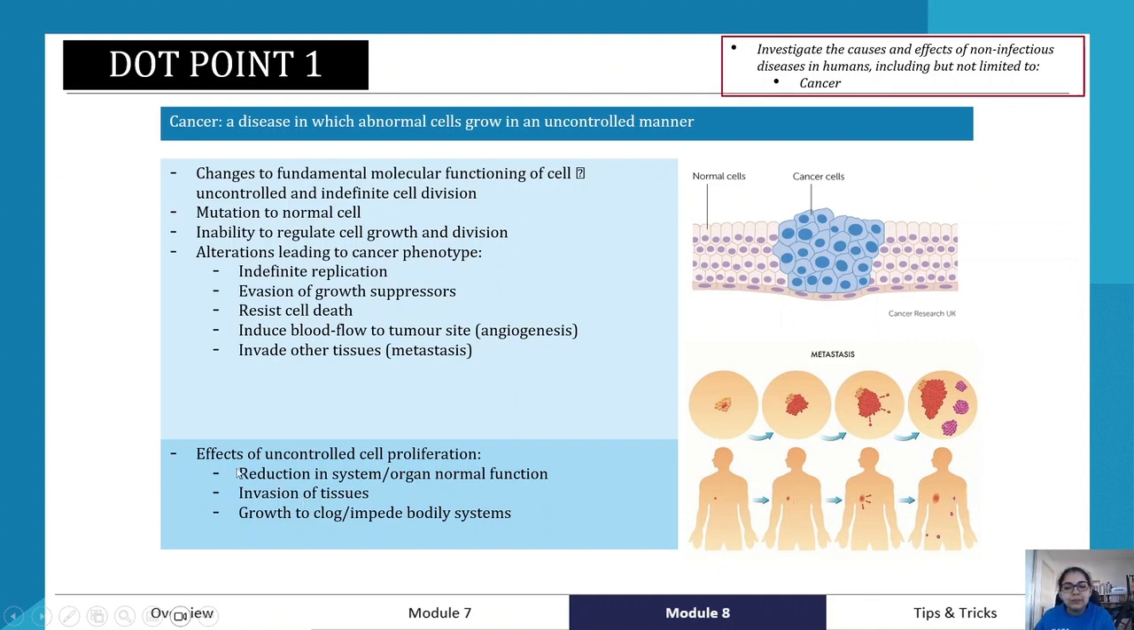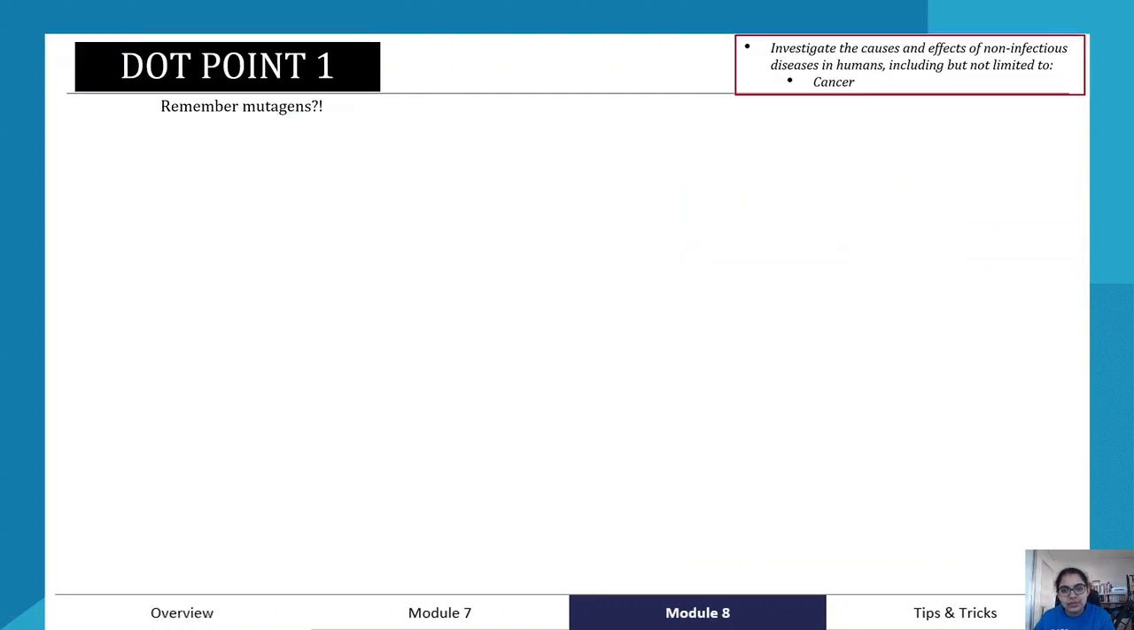And the effect of this uncontrolled proliferation is a reduction in normal organ function, there's obviously invasion of tissues, and also growth that can clog or impede other bodily systems.